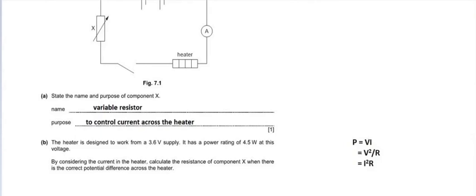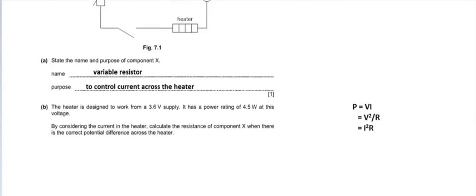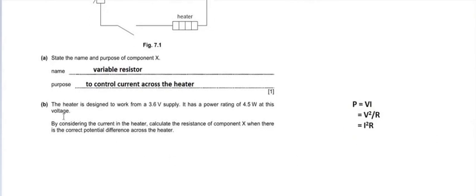Okay, so now the part B of the question. The heater is designed to work from a 3.6 volt supply, okay, and it has a power rating of 4.5 watt. So these ratings are very important. You can see 4.5 and 3.6, okay, at this voltage. By considering the current in the heater, try to calculate the resistance of the component X when there is a correct potential difference across the heater.